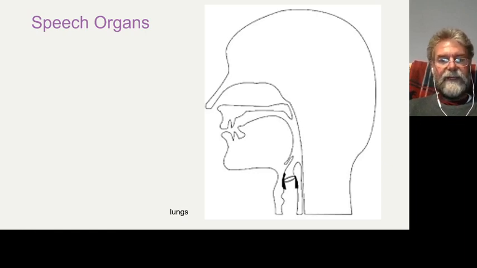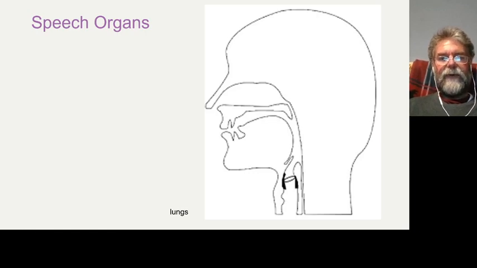And the lungs are obviously what is responsible for getting air to flow both inwards and outwards. Now, most language sounds are made with an outflowing of air. These are known as egressive sounds. There are some languages which make use of ingressive sounds, that is, sounds produced when the air is flowing inwards. But English and Hungarian don't have any of those, so we won't concentrate on those.